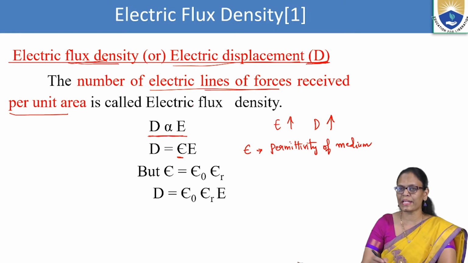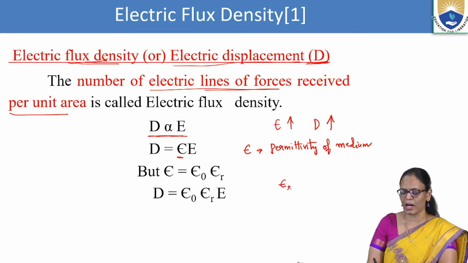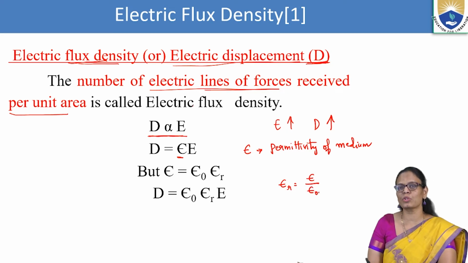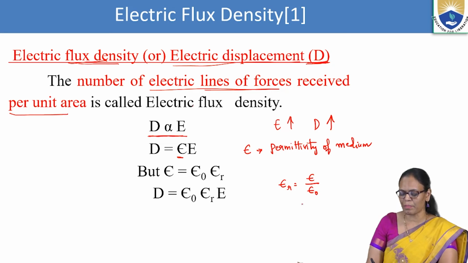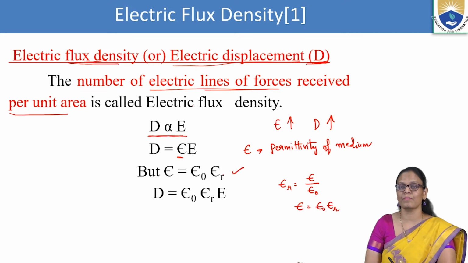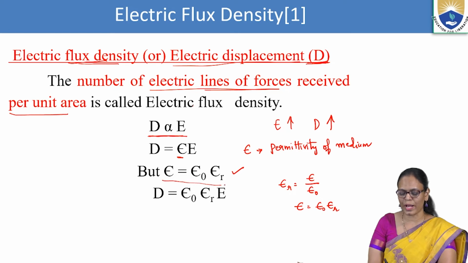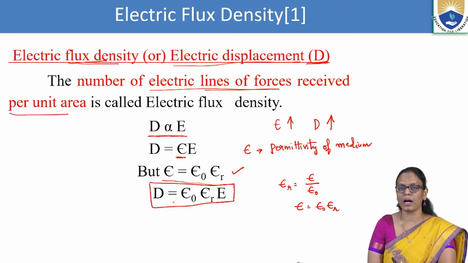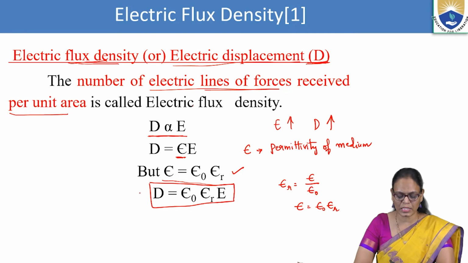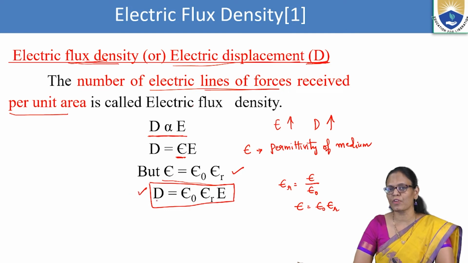We have also seen that the dielectric constant epsilon R is defined as the ratio of the permittivity of the medium to the permittivity in free space or vacuum. So I can write simply epsilon is equal to epsilon naught into epsilon R. We are going to substitute this value in this expression. So what do we get? D is equal to epsilon naught epsilon r into E. So this is the expression for the electric flux density or the electric displacement.